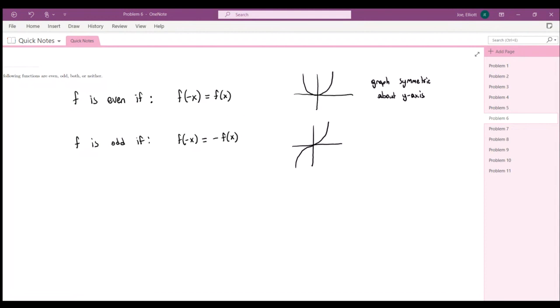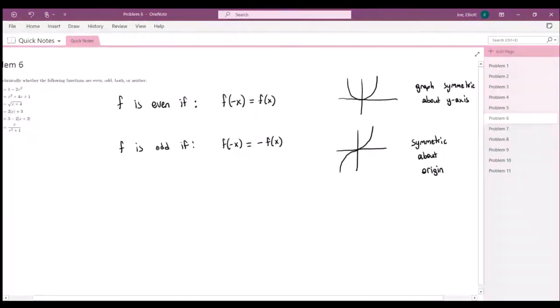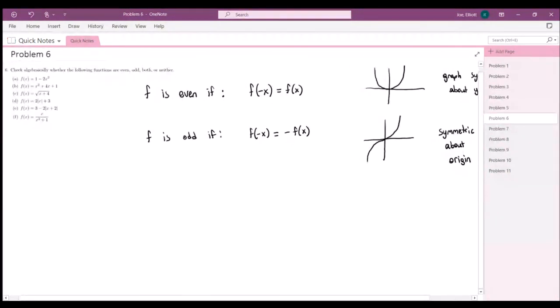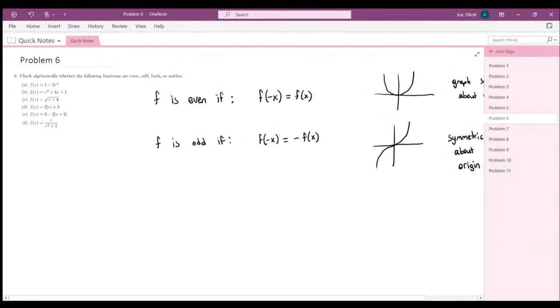So a graph symmetric about the origin is going to be an odd function. If the graph is symmetric like this about the origin, then it's going to be an odd function. That's good to know, graphically, what an even function and an odd function look like. Now for this problem, you don't have the graphs, so you're going to have to verify algebraically whether they were even or odd, okay? Now a function can be neither if it satisfies neither of these properties, okay?